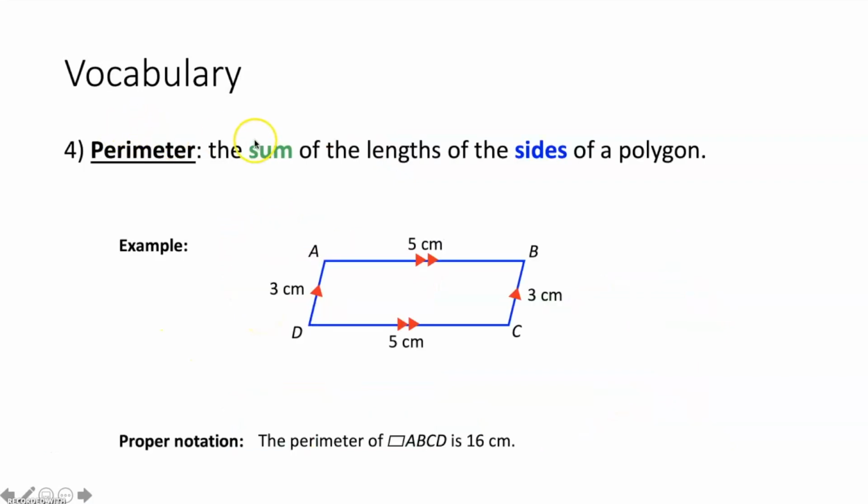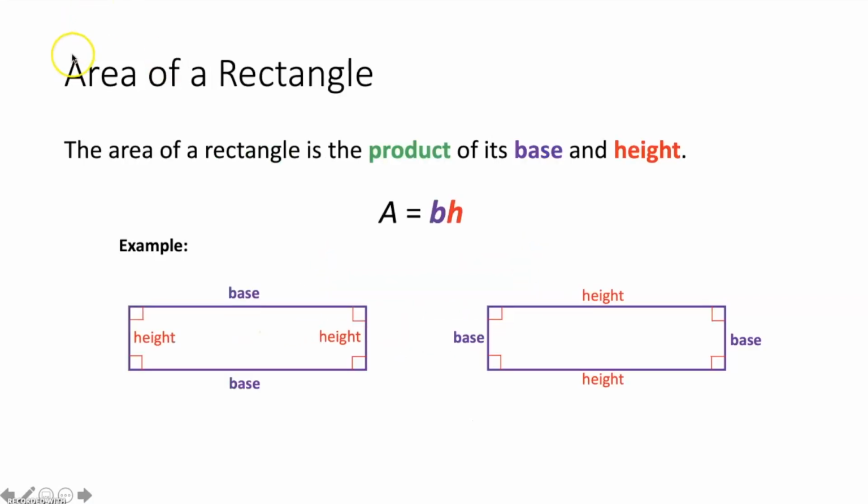Now, the perimeter would just be the sum of the lengths of the sides of a polygon. So if I were to add up all of the side lengths of a given polygon, that's your perimeter. So the perimeter of parallelogram ABCD here is 5 centimeters plus 3 centimeters plus 5 centimeters plus 3 centimeters, which is 16 centimeters.